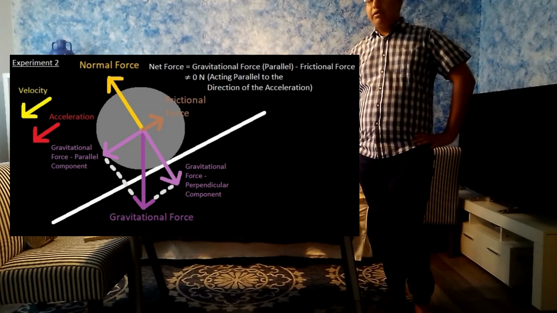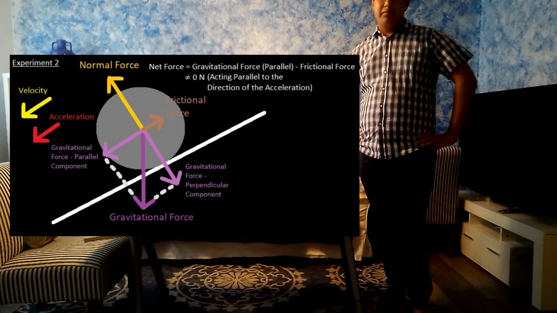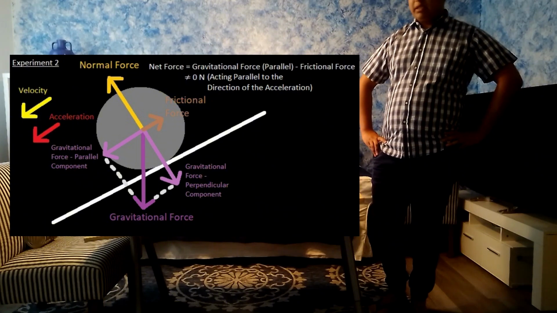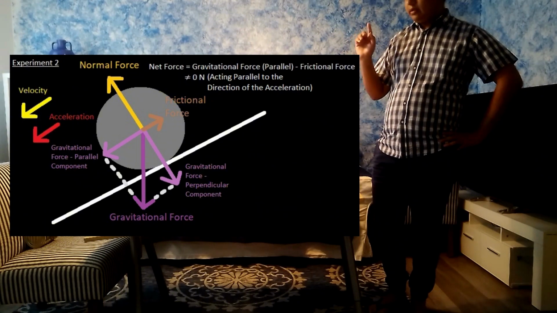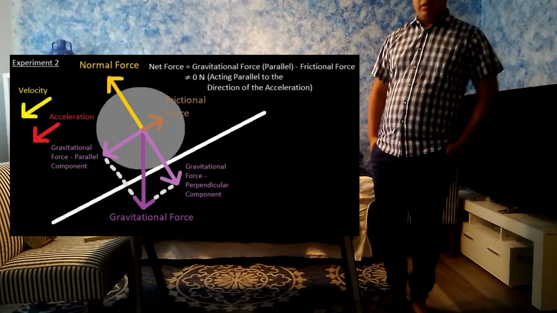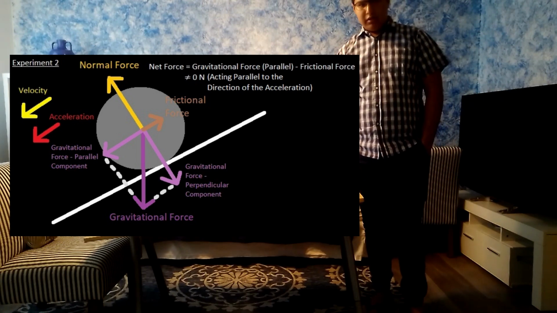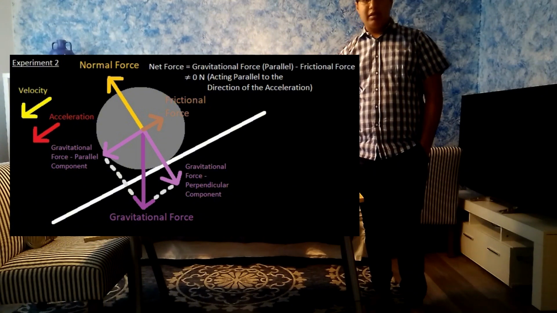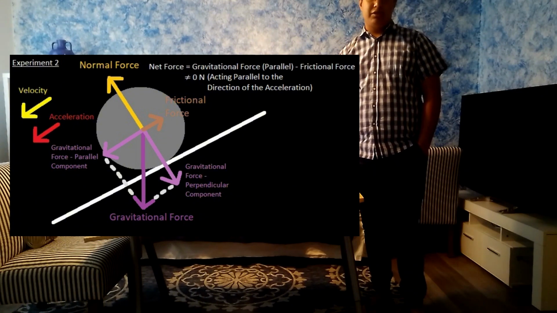Because the object's average velocity was increasing, that means that it was accelerating. Specifically, it was accelerating in the direction of motion, or the direction of the velocity. Because it was accelerating, that means that it had a non-zero net force throughout its path.